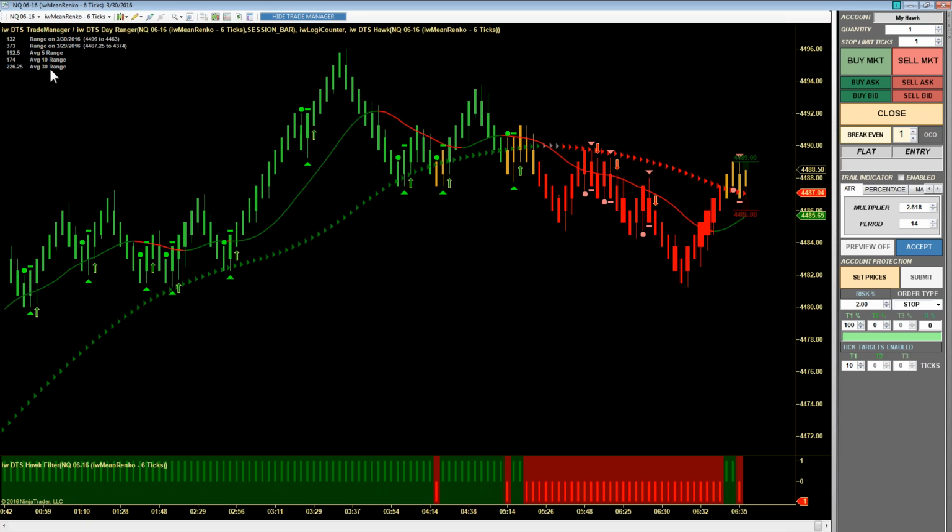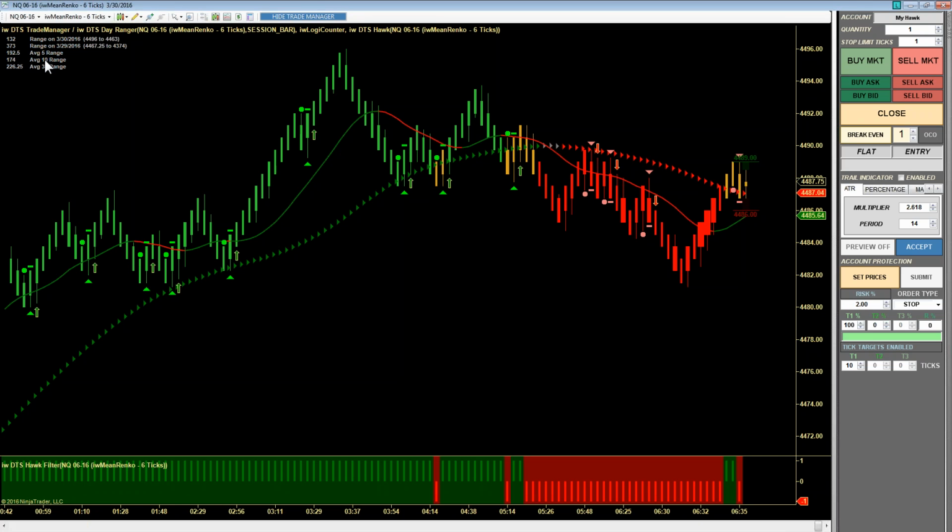The average range seems to be hovering somewhere around 200 ticks, and what that means is, let's say you wanted to take 20% of the day's range as a profit objective. You would essentially be looking for about a 40-tick target.